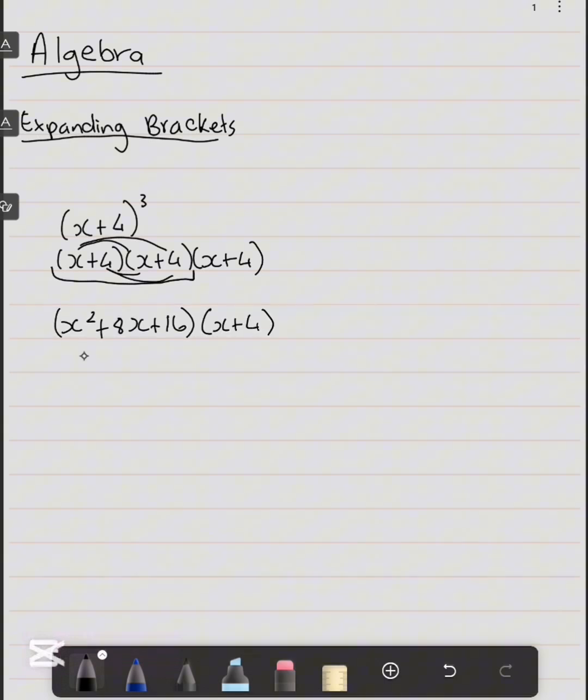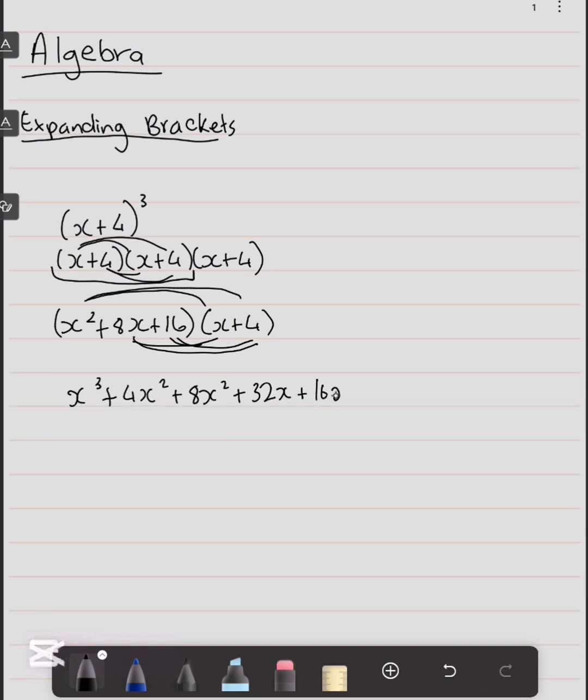And now we multiply the big bracket by the little bracket on the right side. And we get x cubed plus 4x squared plus 8x squared plus 32x plus 16x plus 64. And now we want to simplify it again to x cubed plus 12x squared plus 48x plus 64.